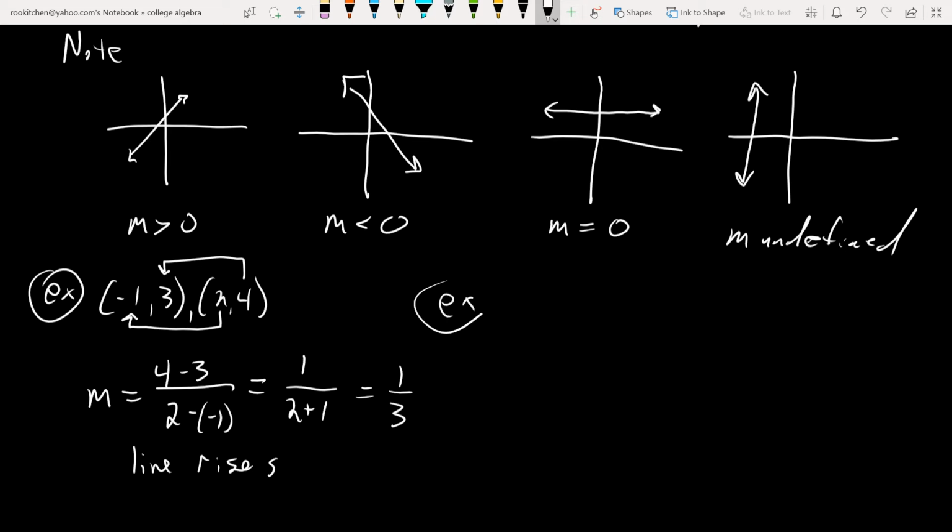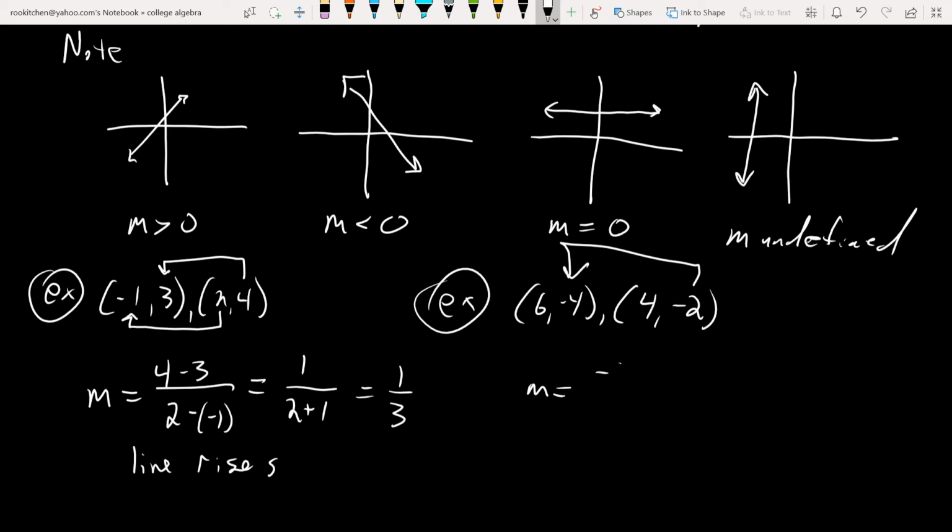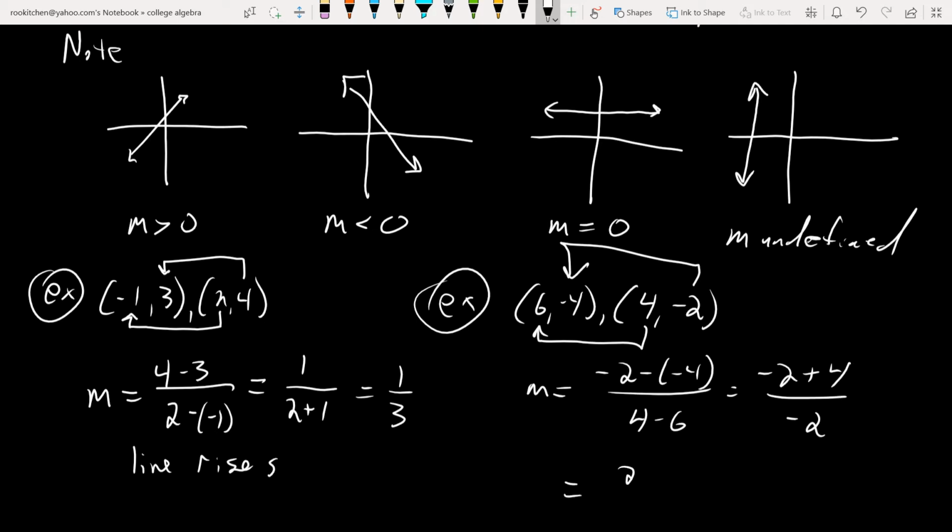Let's look at another one really quick. (6, -4) and then (4, -2). Okay, so again, I'm going to do my little arrows. -2 minus -4 all over 4 minus 6. Okay, so that'll be -2 plus 4 all over -2. And I'll end up with 2 over -2, which is -1. So that means this time the line is decreasing, or maybe the book will say falling. Okay, so the line falls.